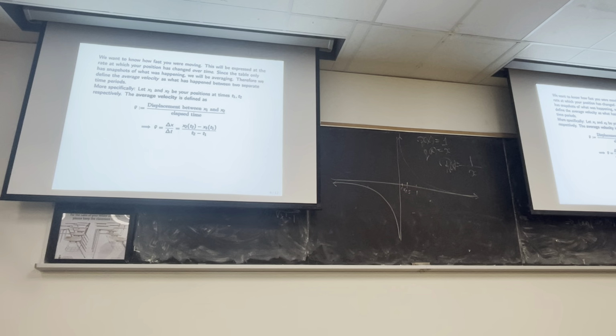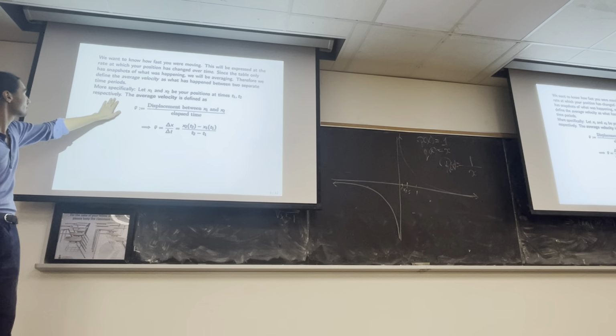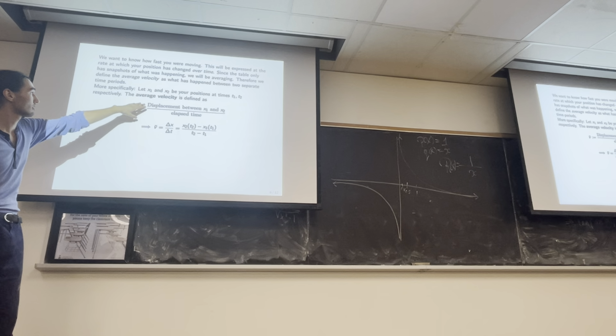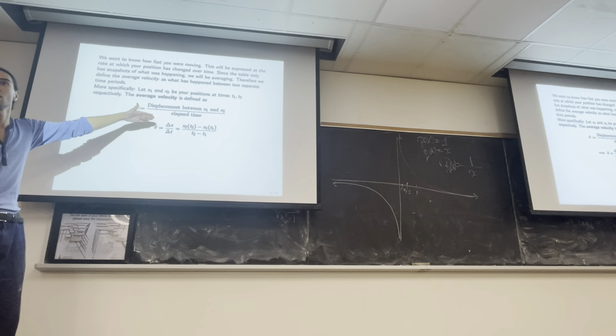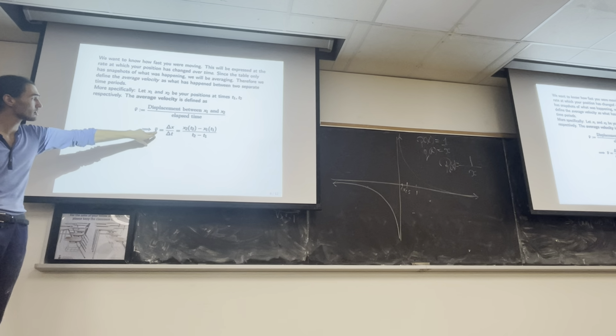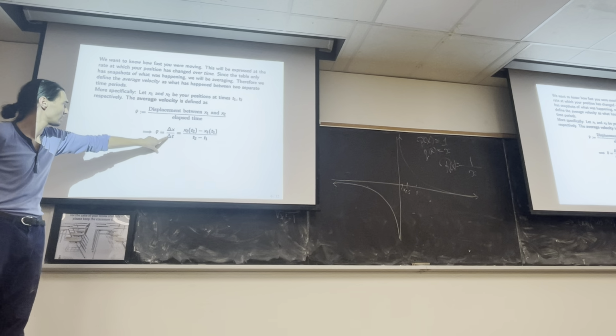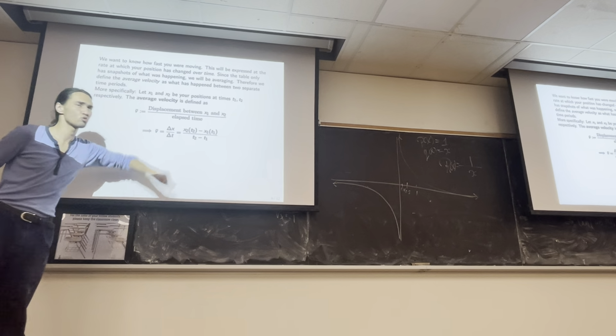We define the average velocity as what has happened between two separate snapshots or time frames. More specifically, if x1 and x2 are your positions at times t1 and t2, the average velocity is nothing but rise over run, or speed equal to distance over time. So that's our starting point. v bar means average, and it is nothing but del x divided by del t, which is x2 minus x1 over t2 minus t1.